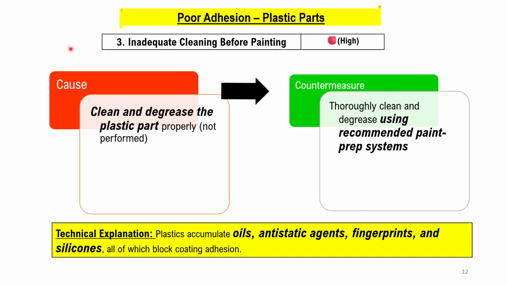The third probable reason could be inadequate cleaning before painting. Clean and degrease the plastic parts properly; when this is not performed, plastic accumulates oil, anti-static agents, fingerprints, and silicones, all of which block coating adhesion. Thoroughly clean and degrease using the recommended paint preparation system.